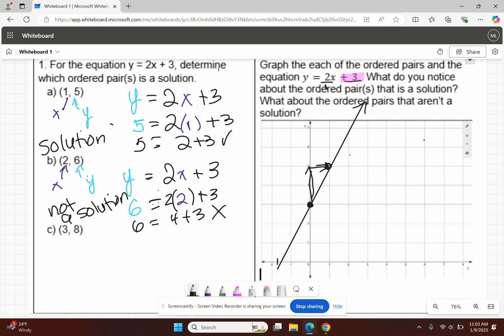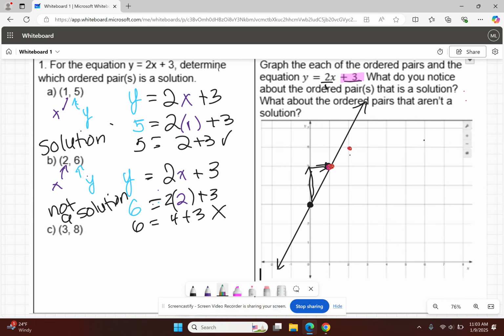Now we want to plot our pairs. I'm going to plot the ordered pairs in a rainbow color. We have 1, 5, and as you can see, it lays right on the line. We've already said that this is a solution. Well, look, it's a solution, and it also happens to be on the line that represents y equal to 2x plus 3. What happens if we graph 2, 6? Well, 2, 6 is going to be right here. We can see it's pretty close, but it's not on the line. And we've already stated that this is not a solution.